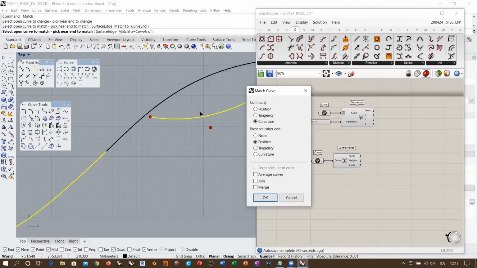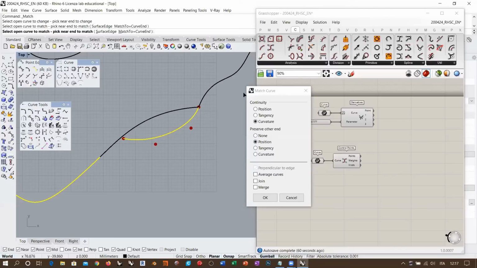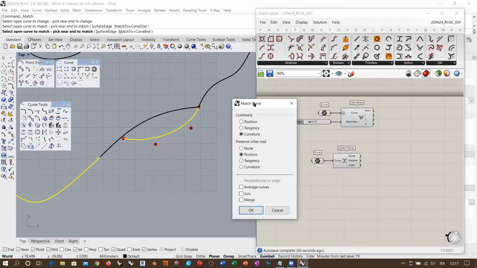Now, this is the match curve command interface, and you see that match curve continuity affects the continuity between the two endpoints that I was considering. If I take into account only position continuity, you see that this curve simply stretches so that the endpoint moves to the endpoint of the other curve, okay? This is something that, well, we already know this, no? Okay, it was going to happen.